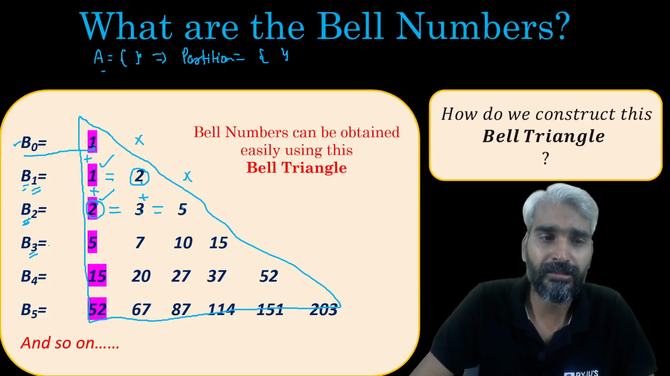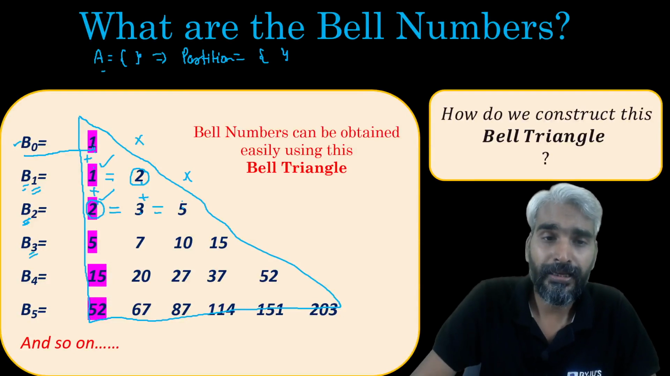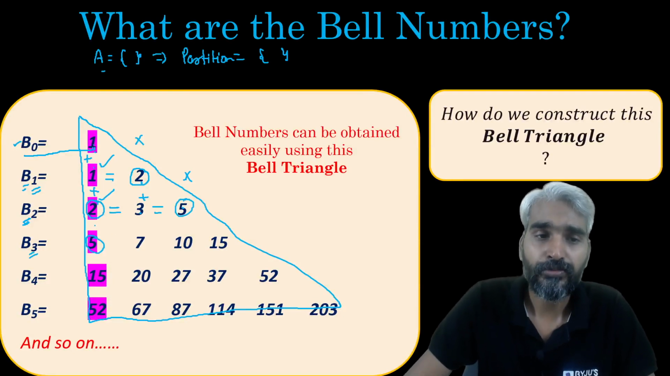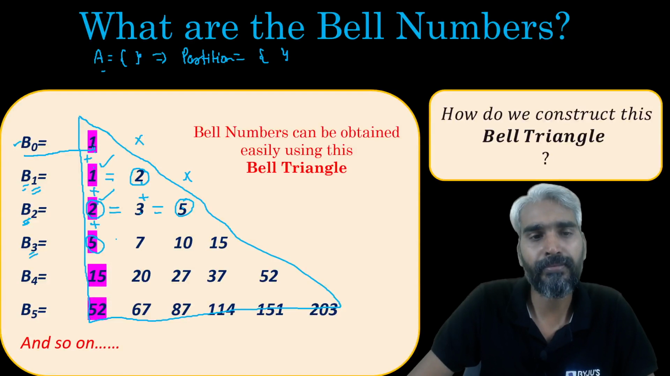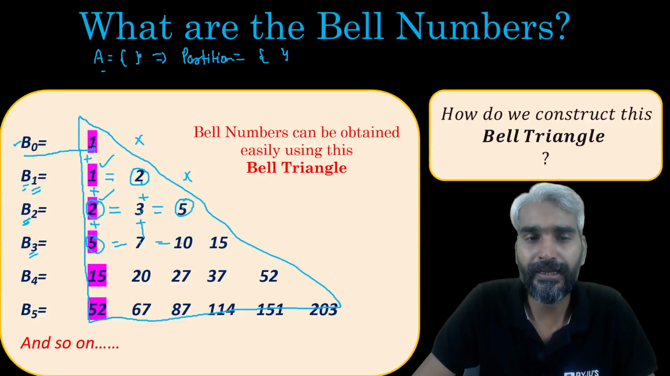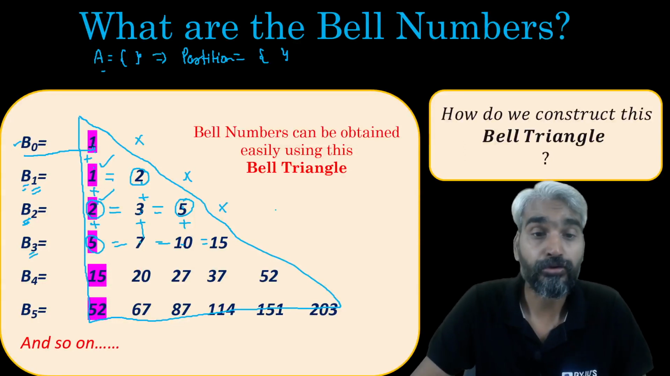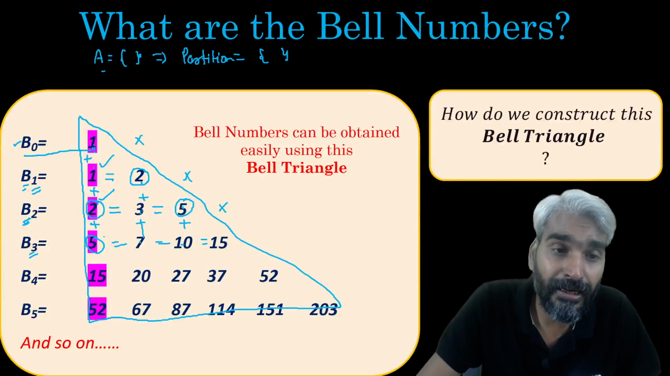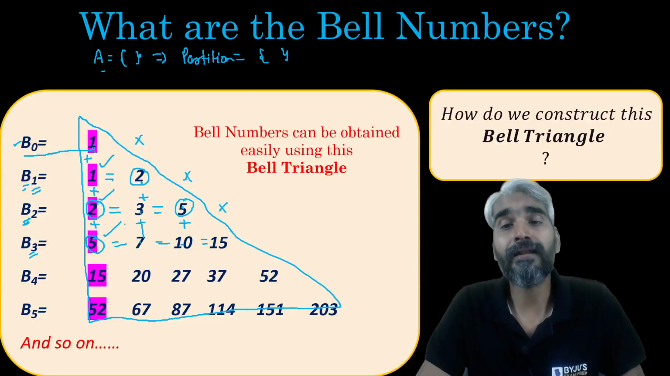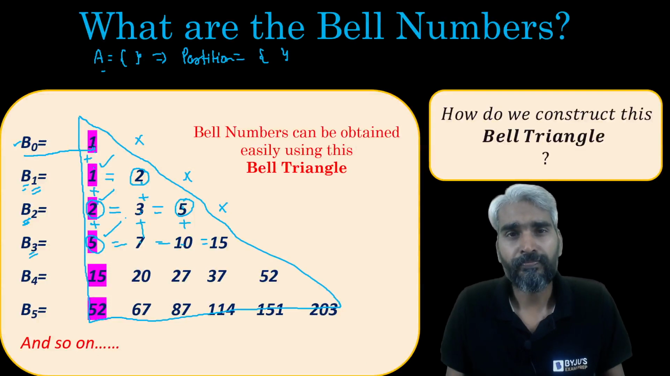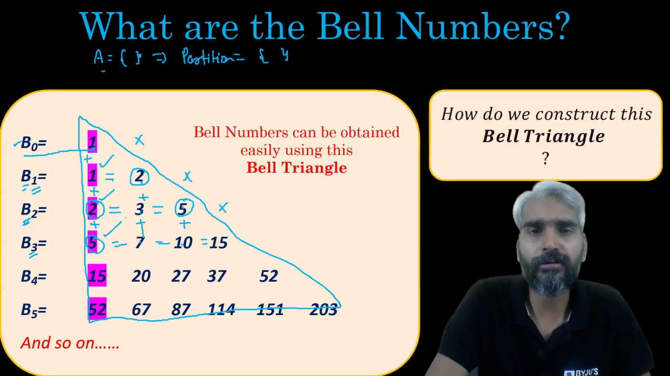Similarly, you can do it for 3. Let me do it. The last number is 5, so start with 5. Is there any number above 5? 5 plus 2 is equal to 7. Is there any number above 7? 7 plus 3 is equal to 10. Is there any number above 10? 10 plus 5 is equal to 15. Is there any number above 15? No. So we are done. The very first number in this row gives you the Bell number B3. So now we know the concept of Bell numbers.